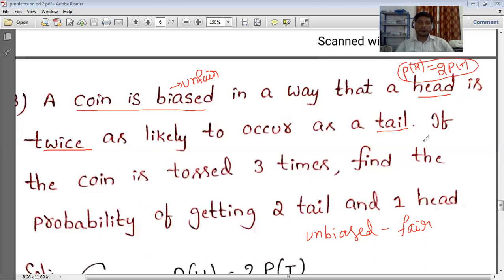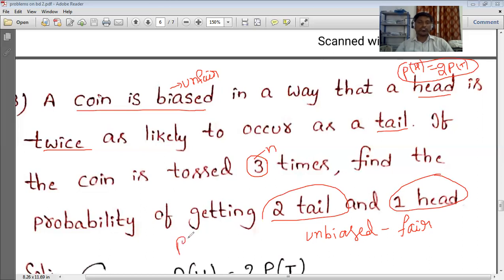Next, if the coin is tossed three times, the number of times the coin is tossed is n equal to 3, and P of H is equal to 2 times P of T. One condition they give, and n they give. And they are asking us to find the probability of getting two tails and one head. This is the part we are going to calculate.